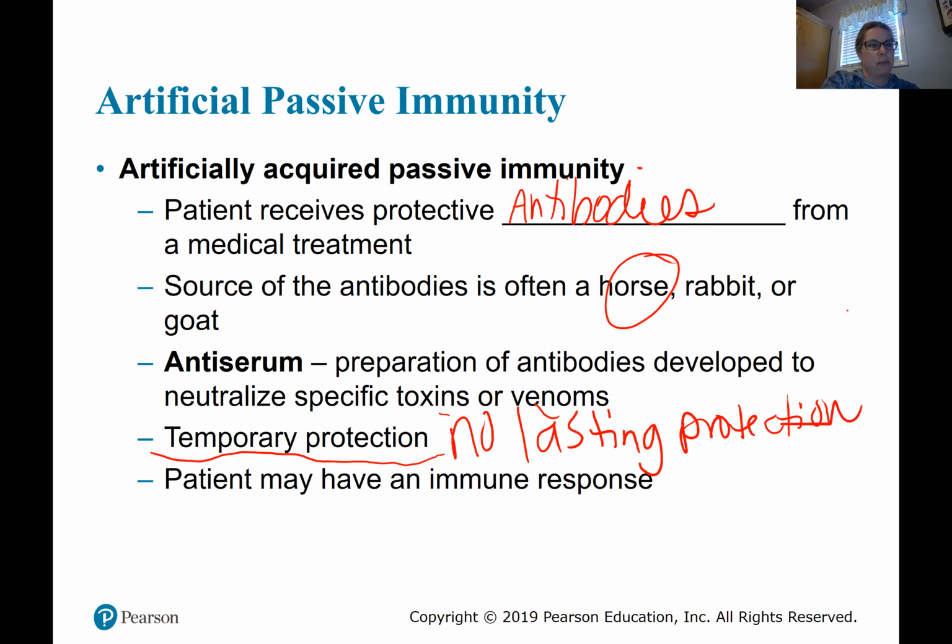Now, that being said, there are people that are snake handlers that get bit dozens of times over the years. They will eventually build up immunity, but just your regular person getting an anti-serum is not going to build up memory. Also, you can have what's called serum sickness, where your body actually attacks the serum and has an immune response to the serum that's trying to protect you. So there is that possible scenario there. Okay, so that finishes up chapter 12.